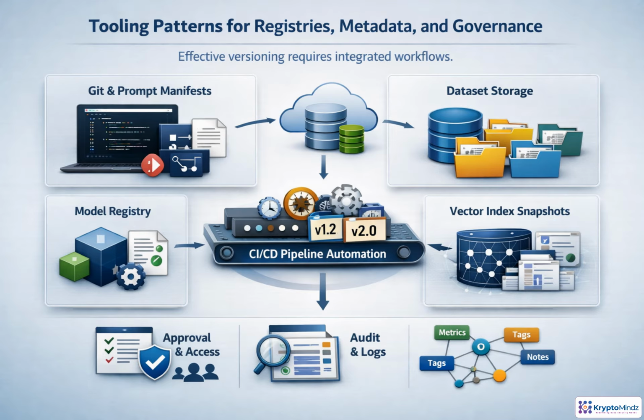Versioning is an ecosystem, not a single repository. Git can track code and prompt manifests. Object storage can preserve datasets. Model registries capture model metadata. Vector database snapshots freeze retrieval indexes. The key is connecting these tools through CI/CD. Every build should automatically stamp artifacts with versions, owners, evaluation results, and release notes. Governance becomes part of the workflow through approval gates, access controls, and audit logs. A shared metadata schema ties everything together, so observability and evaluation can trace production behavior back to the release that caused it.